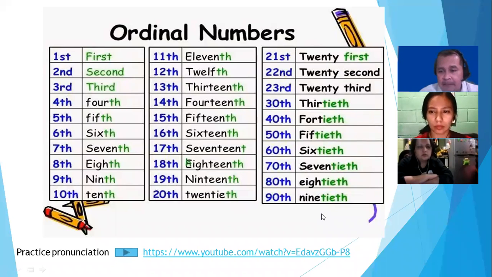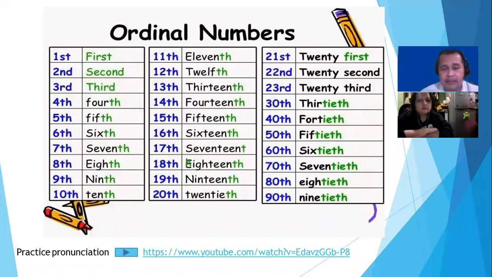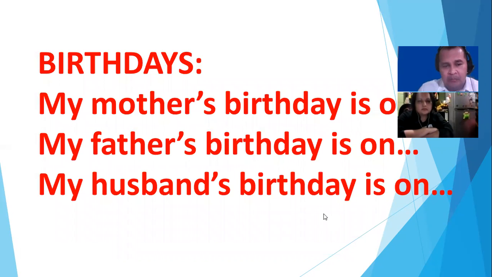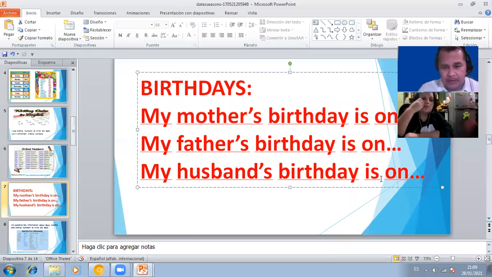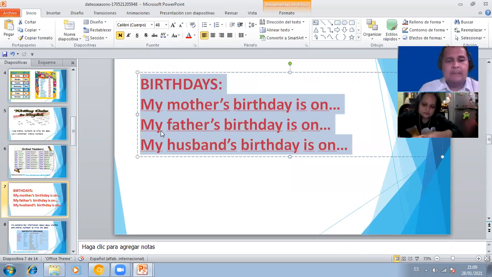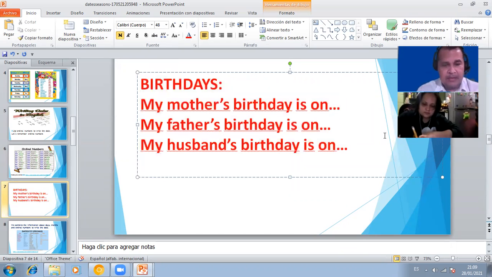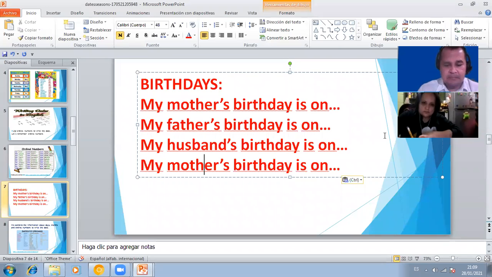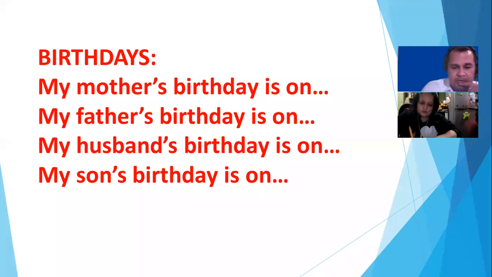Now everybody, let's do an exercise. I want you to please give me the birthdays of four family members, please. Que usted me va a dar a conocer el cumpleaños de cuatro miembros de su familia. For example, I can say my mother's birthday is on December 6th. My father's birthday is on September 2nd. My husband's birthday, my son's birthday, etc. So in this case, remember, we are using the apostrophe: my son's birthday, my husband's birthday. Four family members, please.